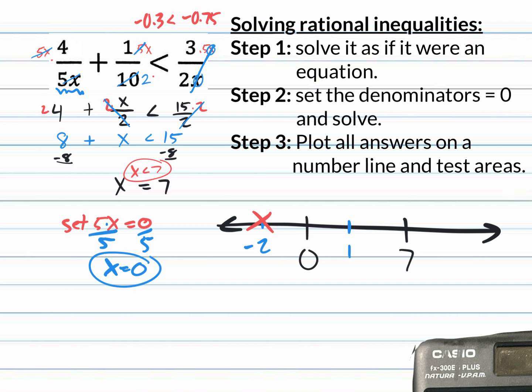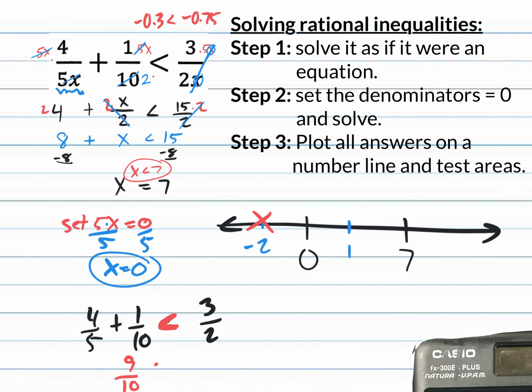Okay, so if we try the number 1, I'm not going to use a calculator because it's pretty simple. Plug in a 1 right there, that gives you a 4/5. 4/5 plus 1/10 is less than 3 over 2 times 1, that's 3 over 2, okay? If you want, you could use a calculator and do 4/5 plus 1/10, or you could just change this to a 10 by multiplying by 2, that'd be 8/10 plus 1/10, that is 9/10. Oh yeah, and it's not equal, it's a less than symbol, I apologize.